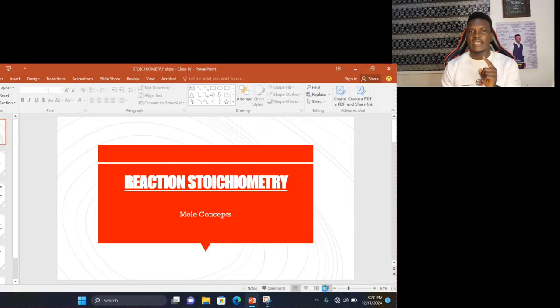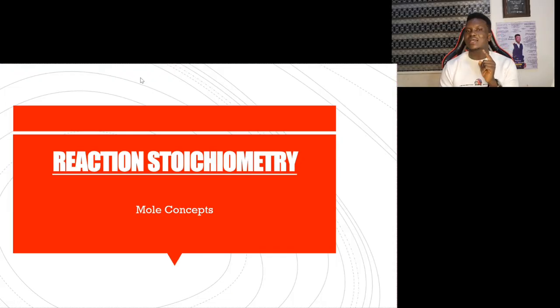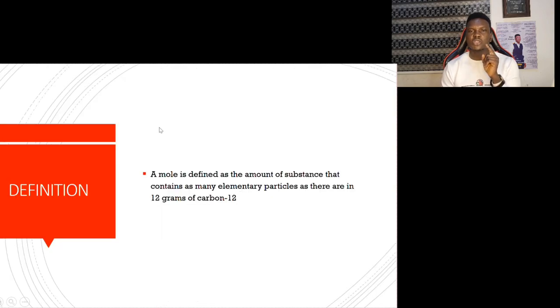A mole is defined as the amount of substance that contains as many elementary particles as there are in 12 grams of carbon-12. You can pause to write. Now, we use carbon-12 as the standard unit in determining mole, because if you say 12 grams divided by 12, you're going to get 1 mole. So a mole is defined as the amount of substance that you can have just like you have in 12 grams of carbon-12. So that is what we call a mole. But do not bother yourself about this definition yet. You're going to understand what that means.